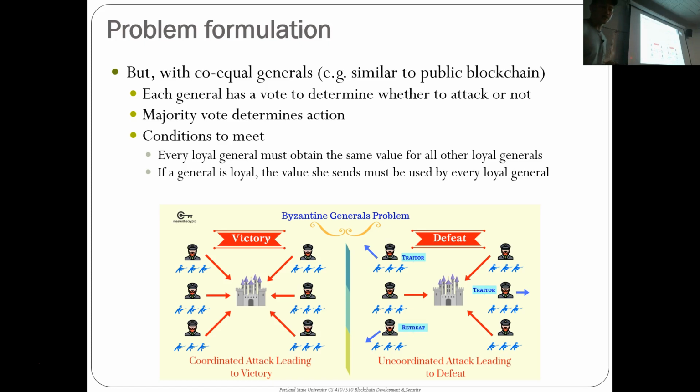And so the conditions that this problem is seeking to meet are, the first is that every loyal general has to obtain the same value for all of the other loyal generals. I cannot have it be the case that a malicious general can change my vote to the rest of the generals, the loyal generals. So that's the first property. And then if a general is loyal, the value she sends must be used by every loyal general. So this is a similar property.